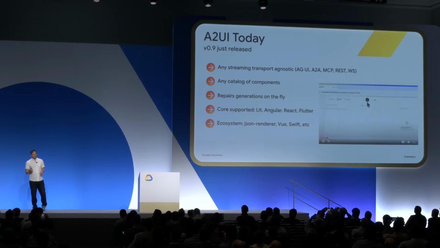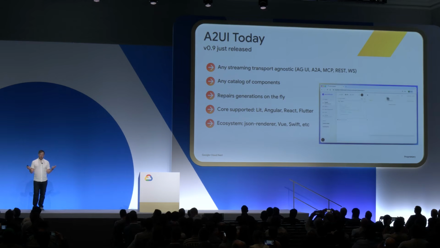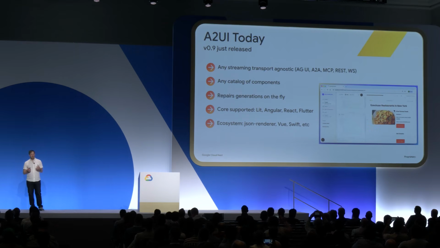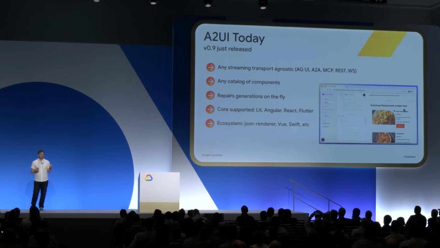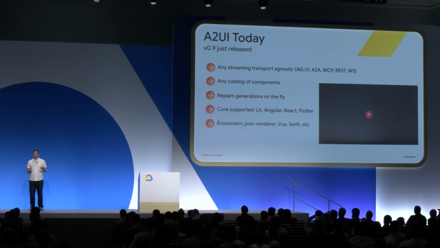Where are we at today? We have any transport, any catalog of components. We do have some tooling that repairs generations if they mess up a little bit on the fly. We have a handful of libraries that are renderers for web components or Lit, Angular, React, Flutter. These are contributed to by the main owners of these libraries. And then we have an ecosystem of other renderers that have happened around, that people are contributing to us.